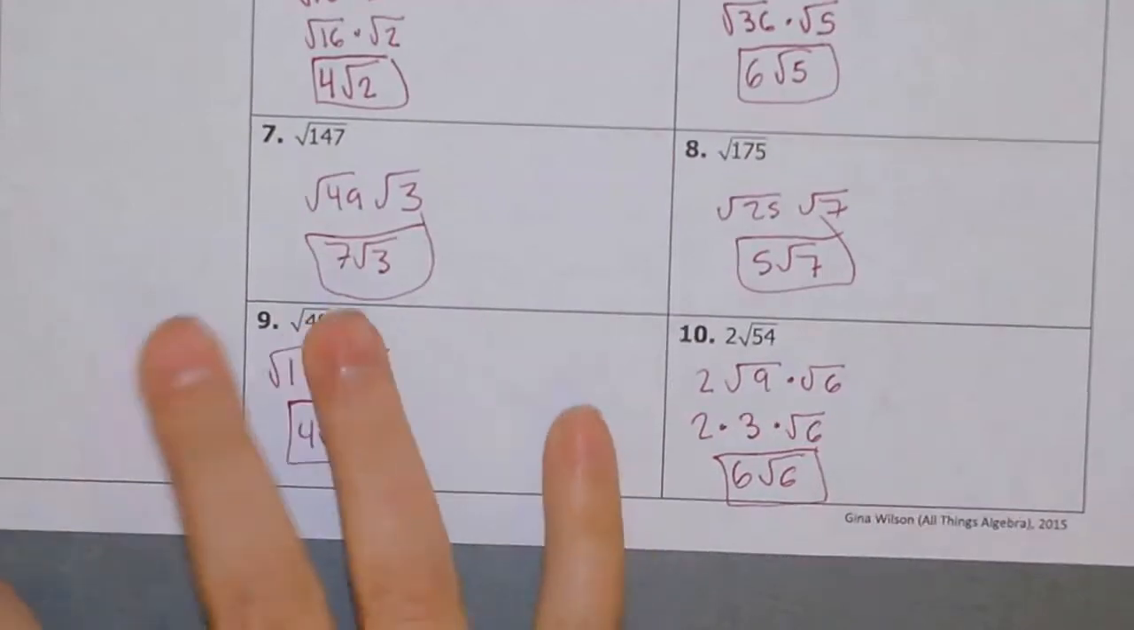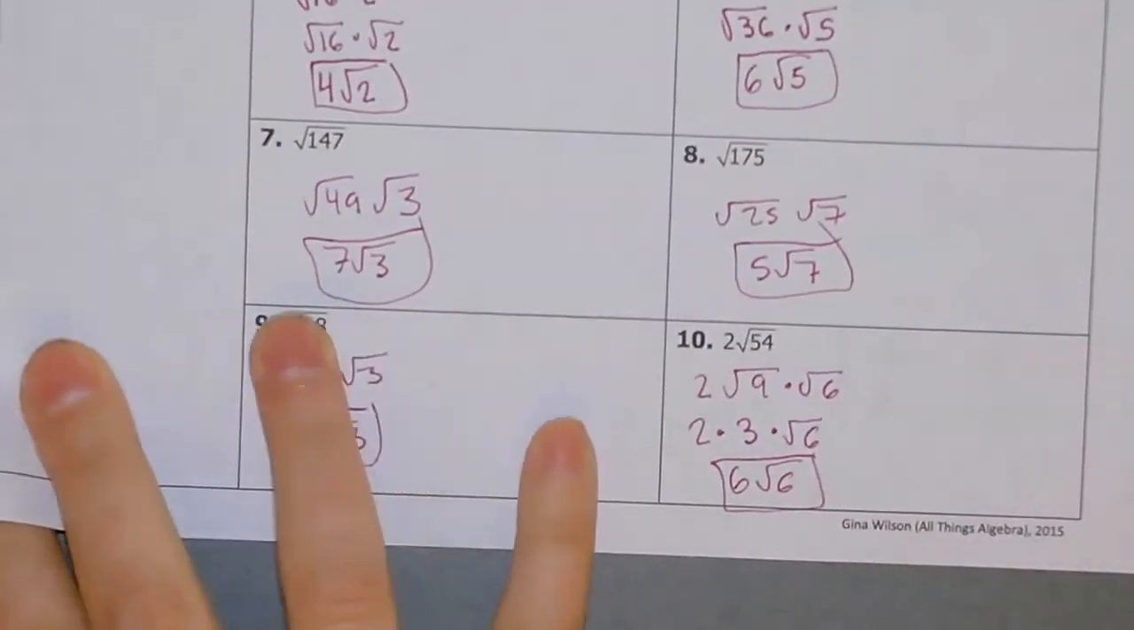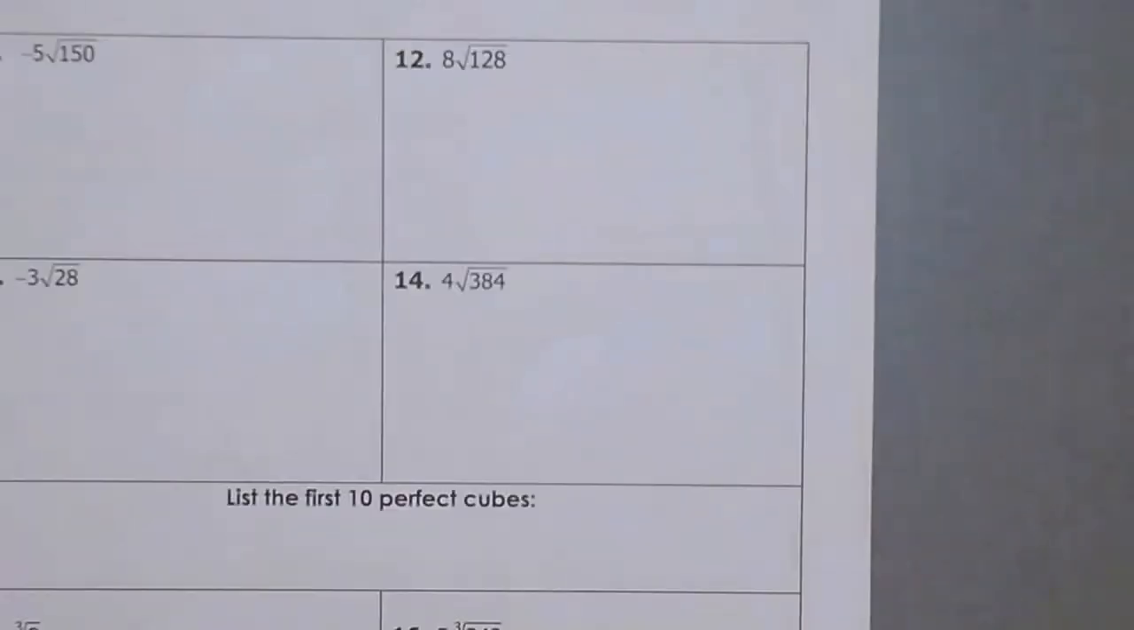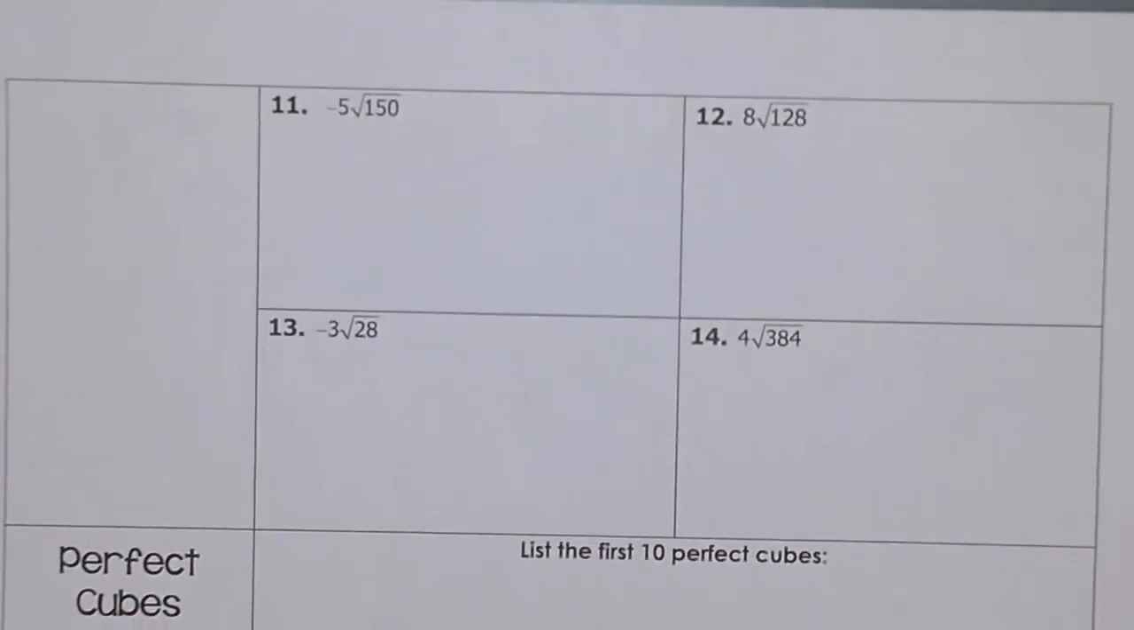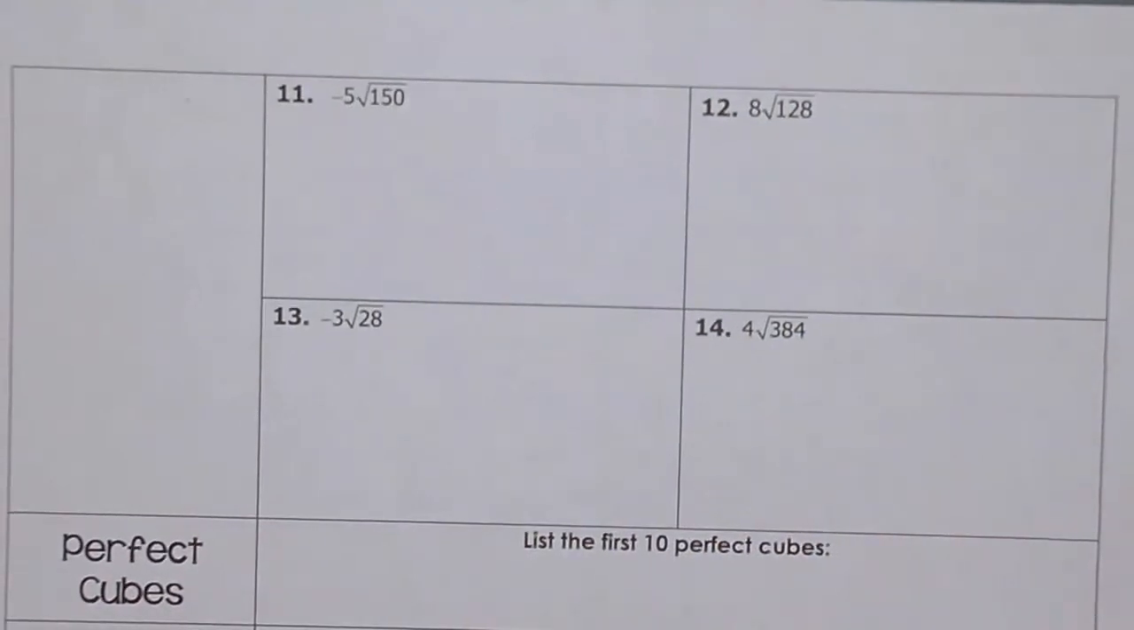So if you want to try a couple more for practice, you can try numbers 11, 12, 13, and 14. Or if you're feeling ready to go, just go start working on the Delta Math. If you want to hit pause really quick, try those out. I'll show the answers in just a second.